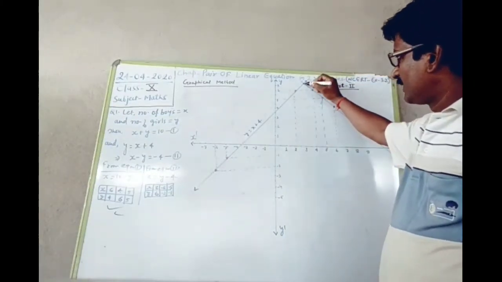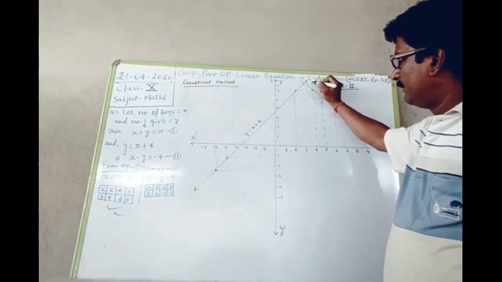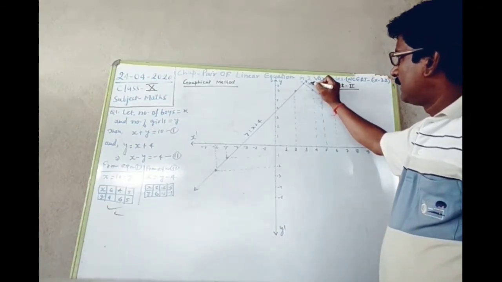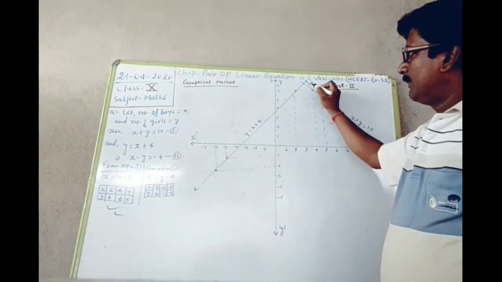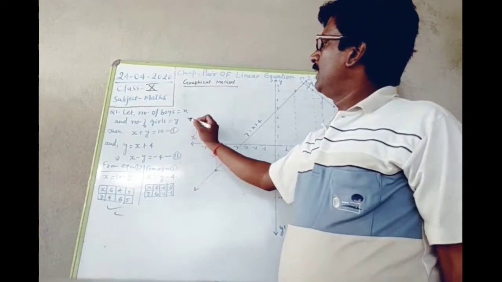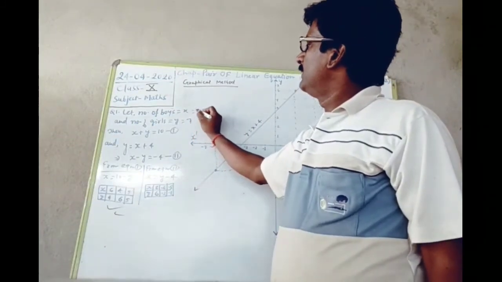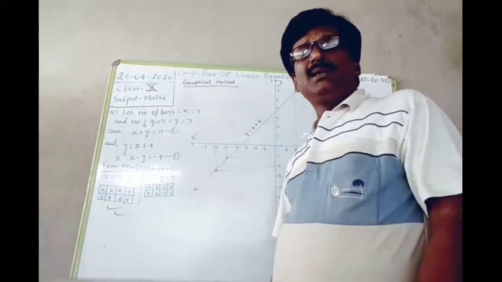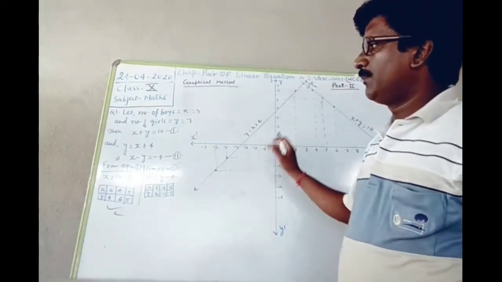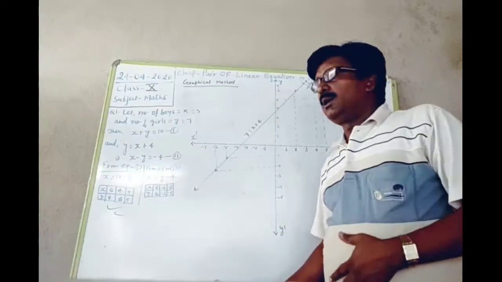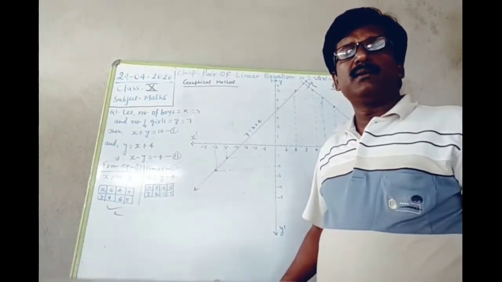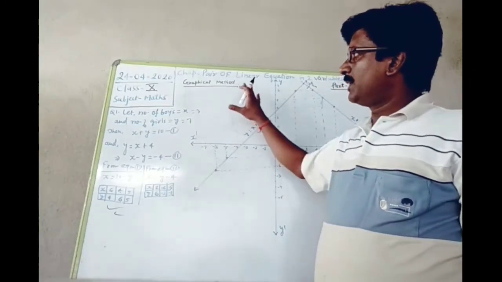So what is the coordinate of this point? You can mention the coordinates of this point, and this is 3 and 7. In this (3, 7), x is 3 and y is 7. So y is 7, it means this is 7 and this is 3. So this is the number of girls and this is the number of boys. So from this information, in that class, the number of girls is 7 and the number of boys is 3. So this way we can solve by the graphical method.